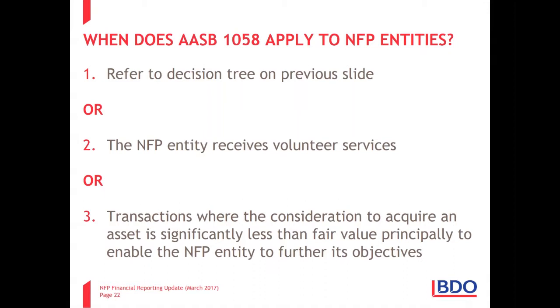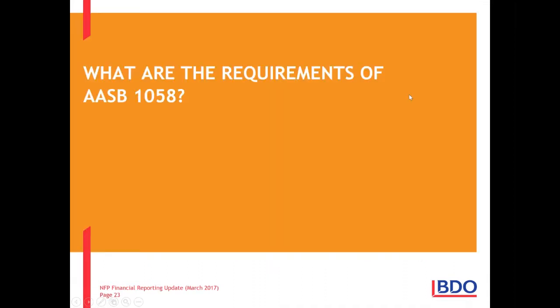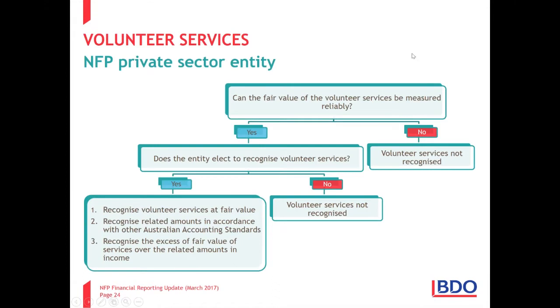The specific words are transactions where the consideration to acquire an asset, could be any asset, but a peppercorn lease is a good example. So what you pay to acquire an asset or the right to use an asset is significantly less than the fair value. And the reason somebody is saying, here's an asset without paying for it, or you can use a property for $1 a year for the next 30 years, is they want to further your objectives. They want to support you as a not-for-profit. So in that situation, we also apply AASB 1058.